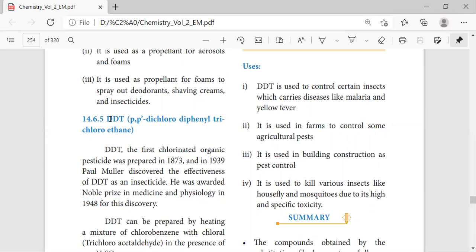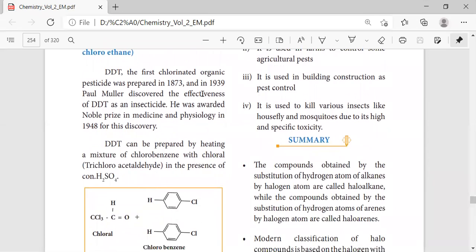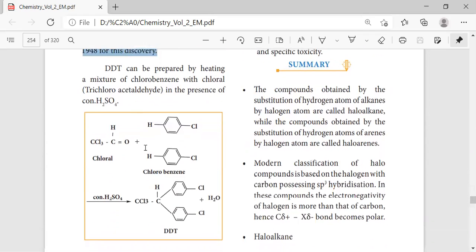Then comes DDT. DDT is nothing but dichloro-diphenyl-trichloroethane. Okay. It acts as a good insecticide, and it was prepared as the first chlorinated organic pesticide in the year 1873, and in 1939 Paul Muller discovered this DDT as an insecticide, and he was also awarded the Nobel Prize in Medicine and Physiology in the year 1948 for this discovery.